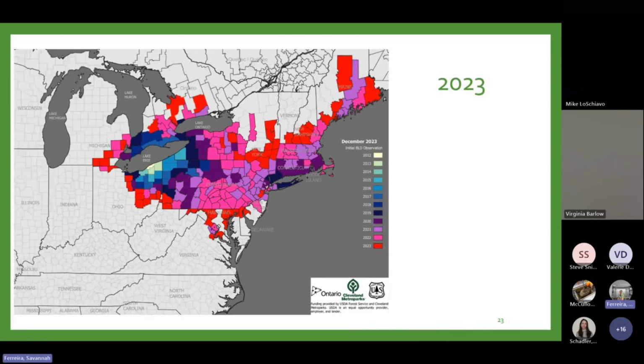And now this is the most current recent distribution in North America from December of this past year. We added 3 states, which were Maryland, West Virginia, and unfortunately us in Vermont. So now we have 15 states and Ontario, Canada.